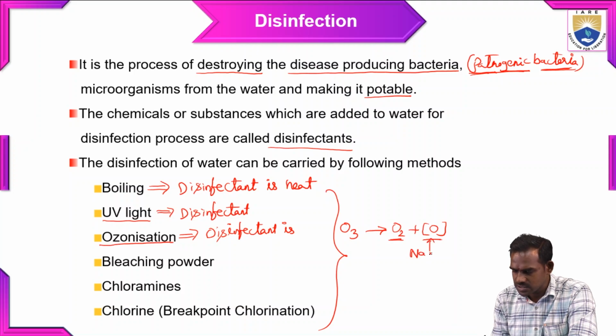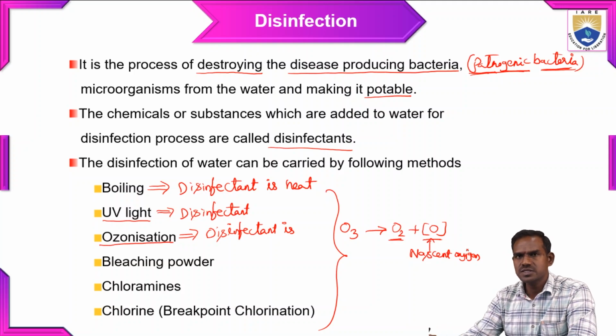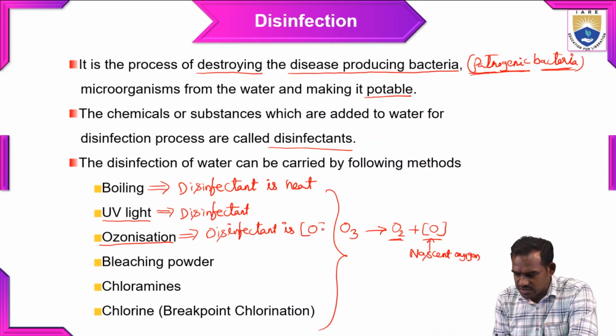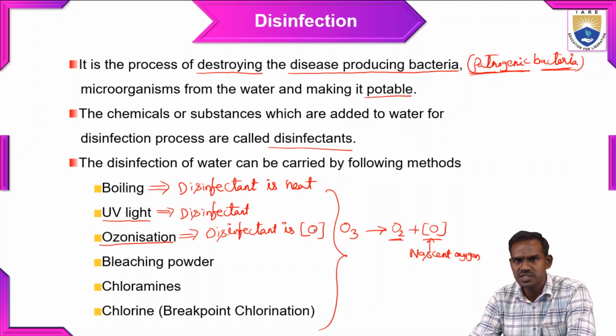This is called nascent oxygen. Nascent oxygen is nothing but freshly produced or newly generated oxygen, and it acts as the disinfectant. It is responsible for destroying the bacteria present in water in the ozonization process. Such nascent oxygen is generated from ozone by dissociating into molecular oxygen as well as nascent oxygen, and it will destroy the bacteria.